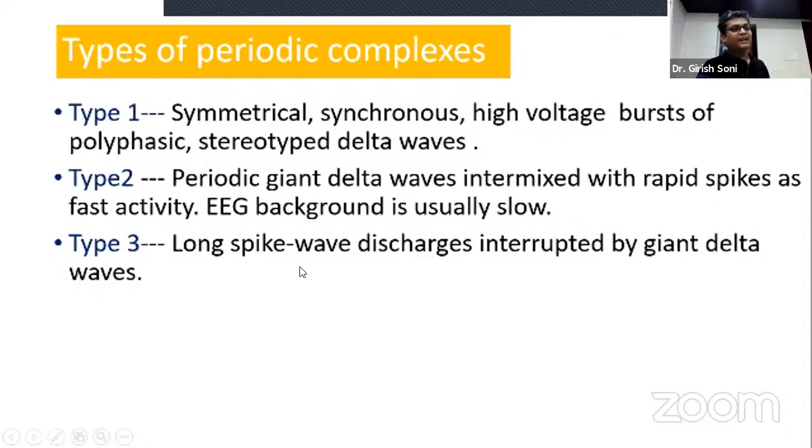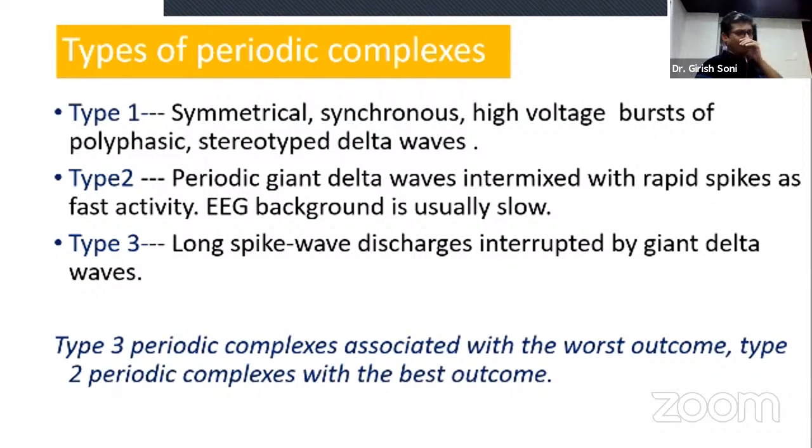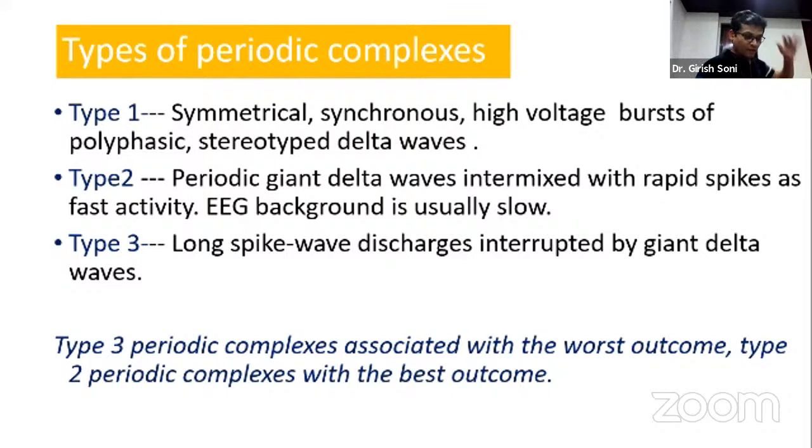While type 3 is characterized by spike wave discharges, and these spike wave discharges are interrupted by delta waves. So normally type 1 is delta wave, type 2 is delta wave intermixed with fast spikes, and type 3 is spike wave discharges interrupted by delta waves. Why is this important? Normally we see type 1 most commonly. Type 3 is associated with worse outcome, type 2 is associated with better outcome. You can tell the prognosis to the patient, or understand the severity of disease, by seeing the EEG only.